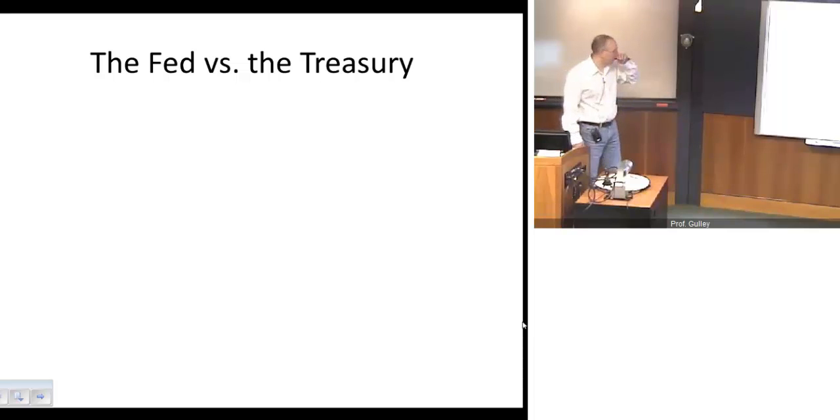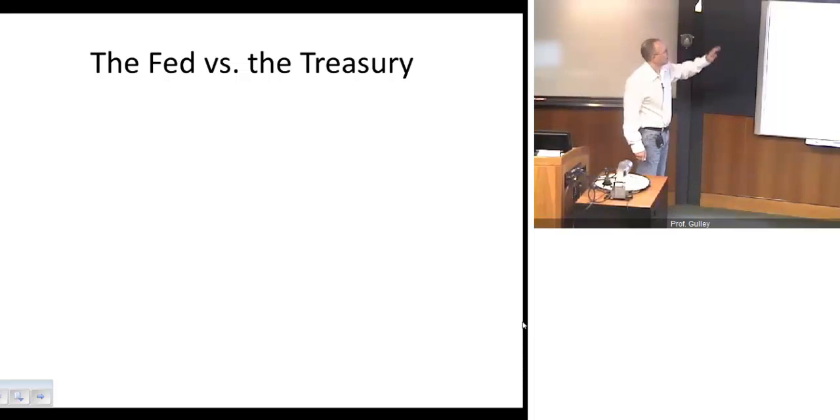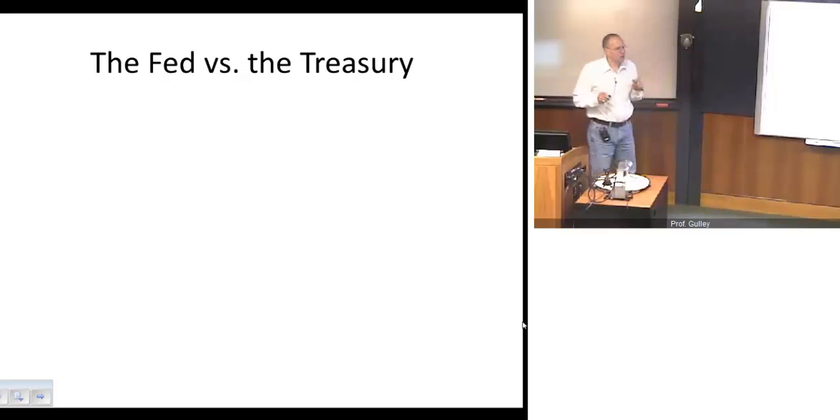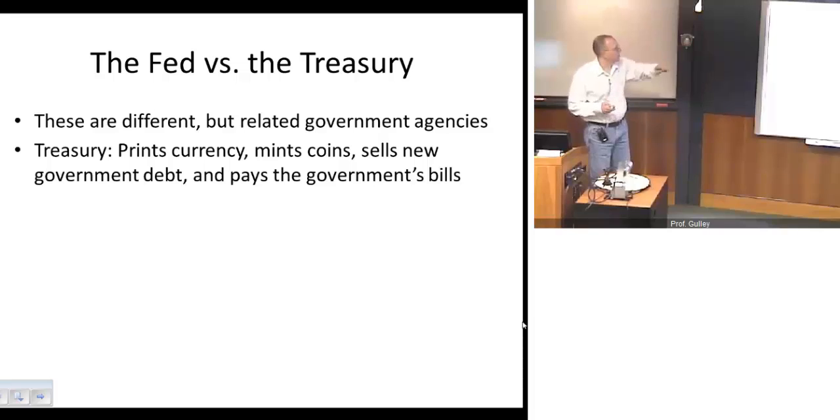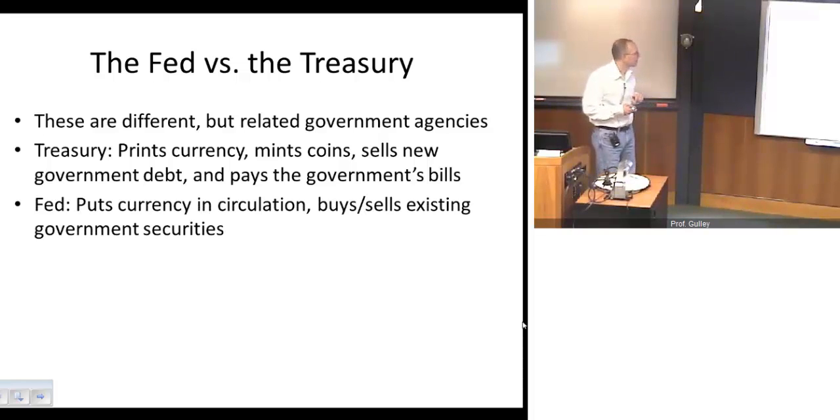Now, what I want to close with here is this. In the United States, there's a clear distinction in terms of what the United States Treasury does and what the Federal Reserve does. So we're going to make a clear distinction here. The Treasury has its responsibilities. It's in charge of printing the currency, minting the coins, selling the new government debt, in other words, borrowing money, and actually writing the checks to pay the government's bills. So the Treasury has a lot of important functions, obviously. The Fed, the country's central bank, well, they're in charge of putting new currency in circulation, and they buy and sell existing government securities. In other words, securities the government has already sold to the public.